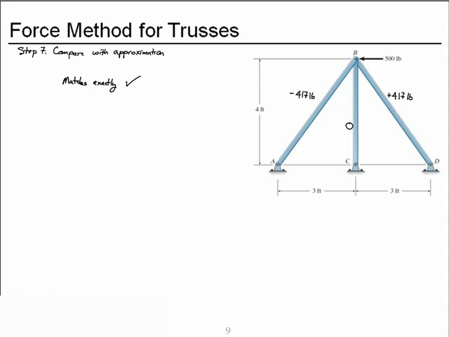They match exactly because the quantity AE over L is the same for both diagonal members. Otherwise, there would have been a difference. Now, why the quantity AE over L? Well, we'll get to that when we start talking about the stiffness method of analysis. Now let's go back and review the process we used to obtain our answers.